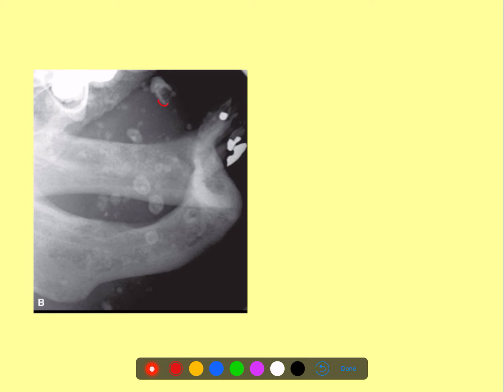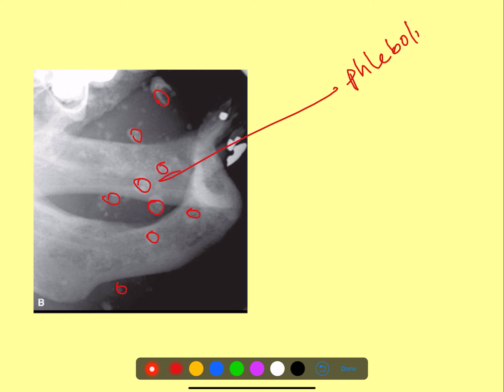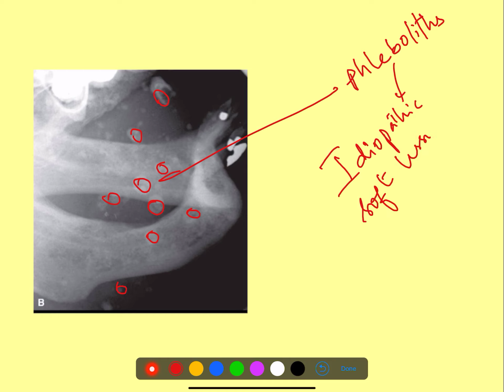And what are these calcifications? These are soft tissue calcifications, which are named phleboliths, and these phleboliths are idiopathic soft tissue calcifications.